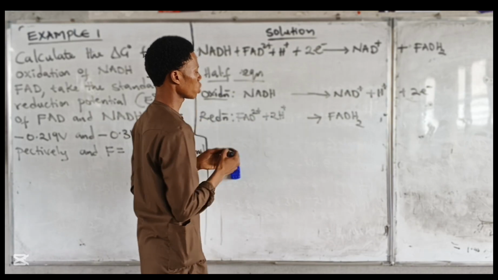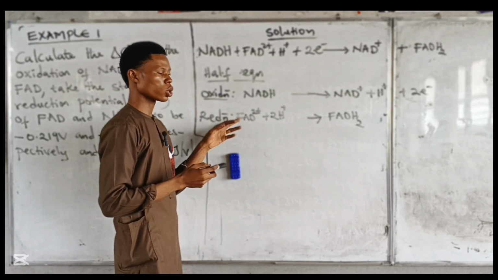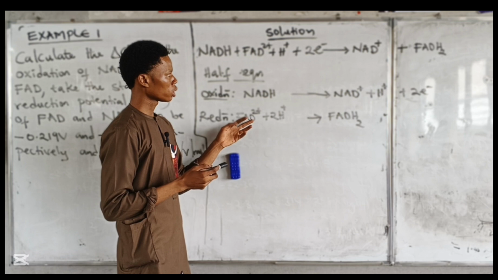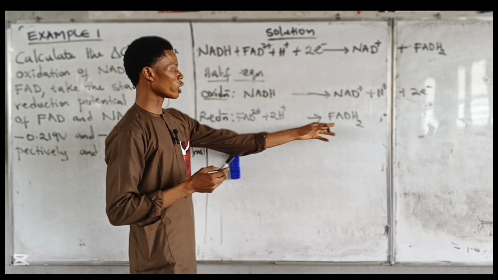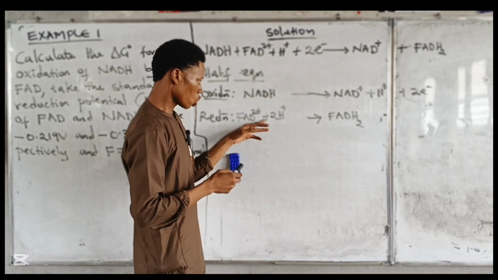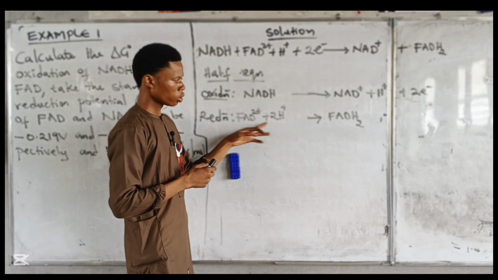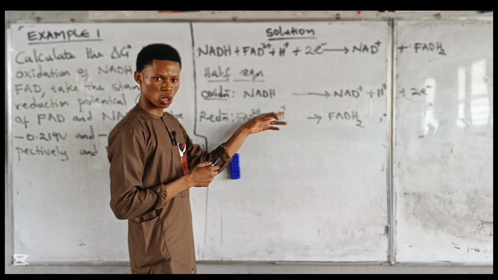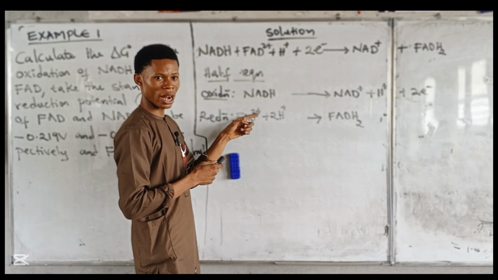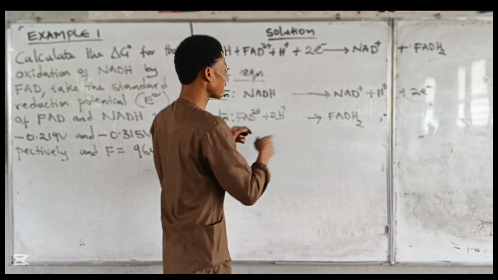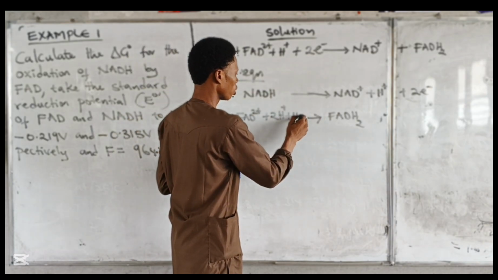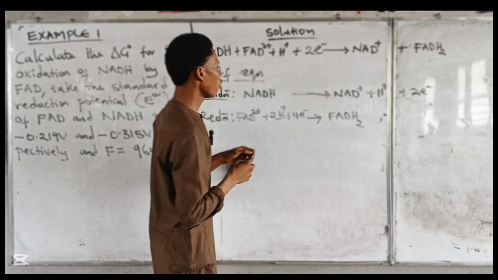2 hydrogen ions. The total charge we have here is what? 3, right? The total charge we have here is what? This 2 is affecting this now. So 2 plus 2 is 4, right? So to balance it, how many electrons do I add? 4 electrons. Everything is balanced.